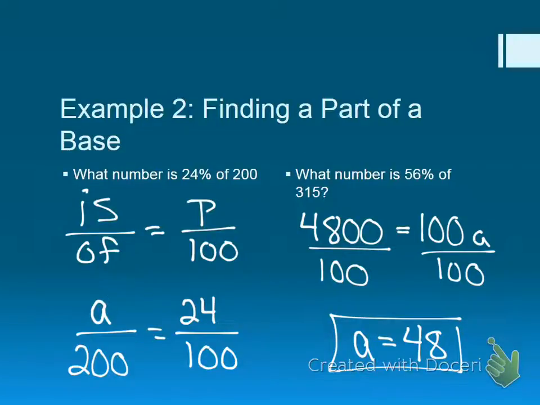So here's how you can check if your answer is reasonable. Your A value should always be less than your B value, right? Because A is the part, B is the whole. Is A less than our B value here? Yeah, it is. Now look at the percentage, 24. What part of 100 is that? Is it half? It's a fourth. So is 48 roughly 1/4 of 200? Yeah. So I know that my answer is reasonable. That's how I can check and just make sure it's reasonable.